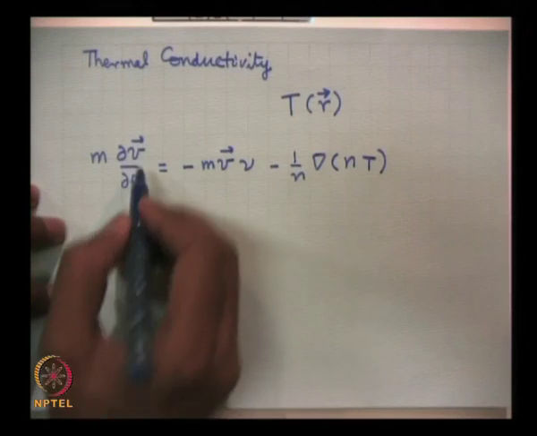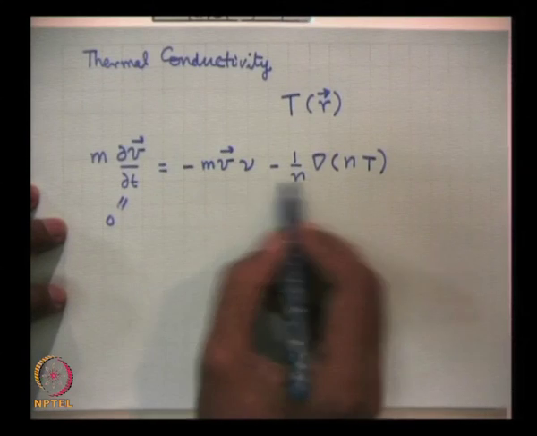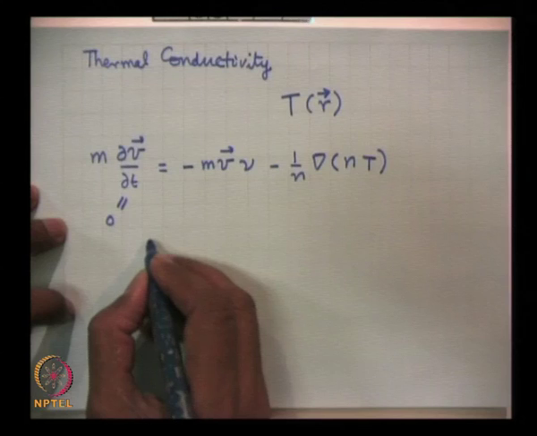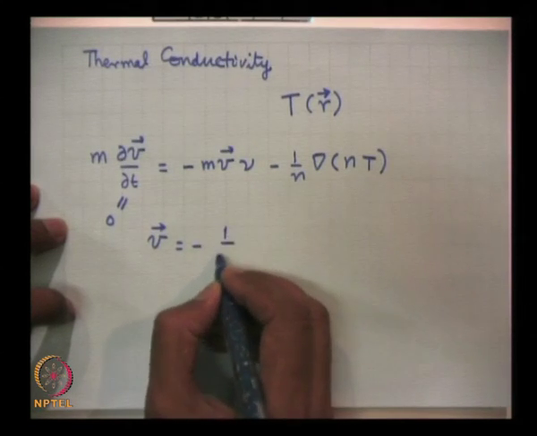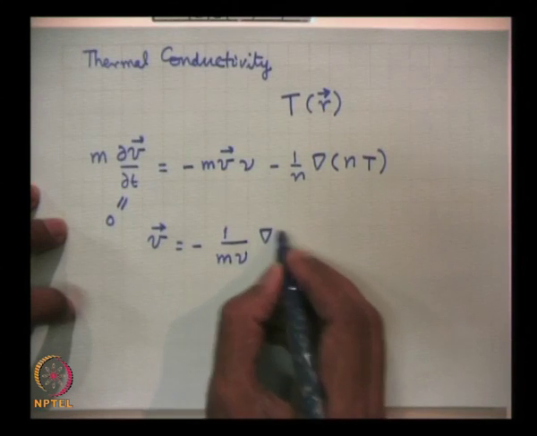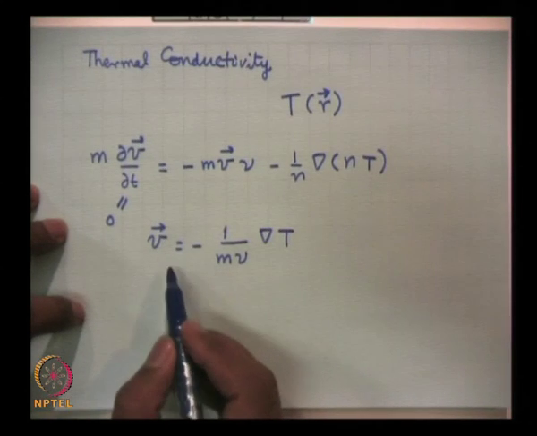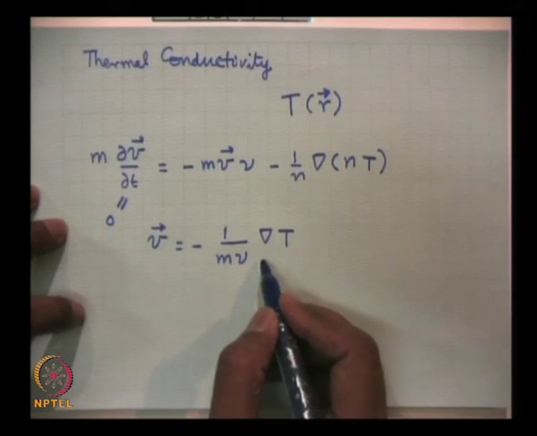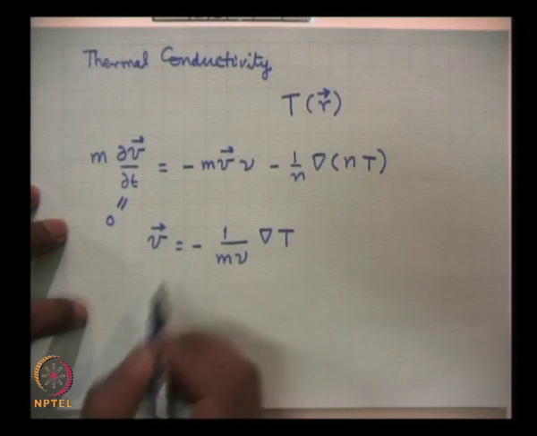In the steady state I ignore this term, so just balance these two, and I will get the drift velocity of electrons due to temperature gradient. You will get v is equal to minus 1 upon m nu into gradient of temperature. The sign is negative, which implies that the electrons will have an average drift from high temperature to low temperature because of the negative sign.